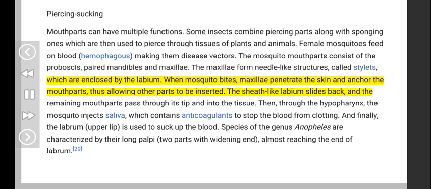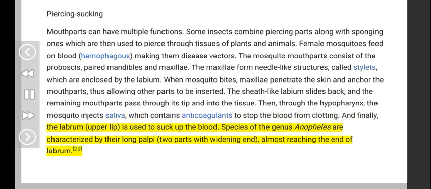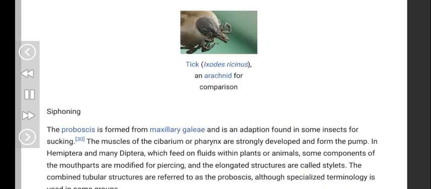When a mosquito bites, the maxillae penetrate the skin and anchor the mouthparts, thus allowing other parts to be inserted. The sheath-like labium slides back, and the remaining mouthparts pass through its tip and into the tissue. Then, through the hypopharynx, the mosquito injects saliva, which contains anticoagulants to stop the blood from clotting. And finally, the labrum, the upper lip, is used to suck up the blood. Species of the genus Anopheles are characterized by their long palpi, two parts with widening end, almost reaching the end of the labrum.